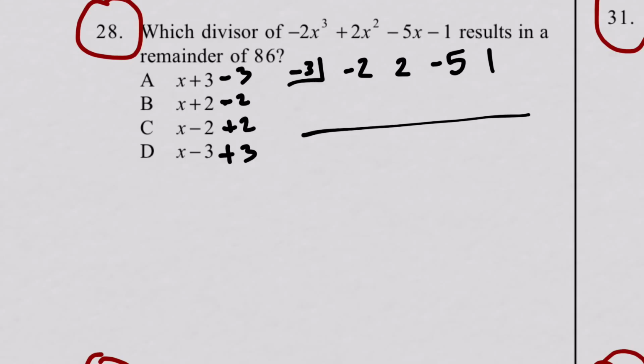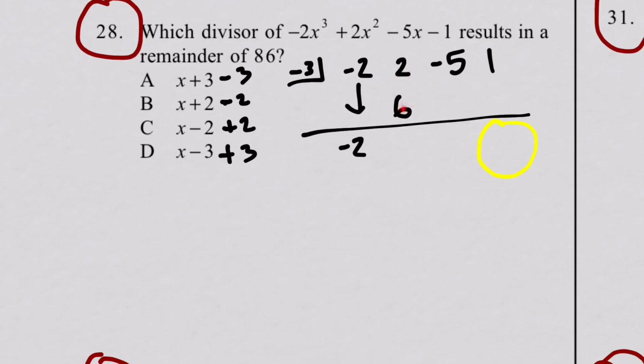What I'm looking for in synthetic division is this last number, the remainder. If I get 86, I'm done. If not, I check another one. Okay, so here we go. First, bring down the first number, negative 2. Then multiply the negative 3 times the negative 2 and write your answer right here. Negative 3 times negative 2 gives me 6.